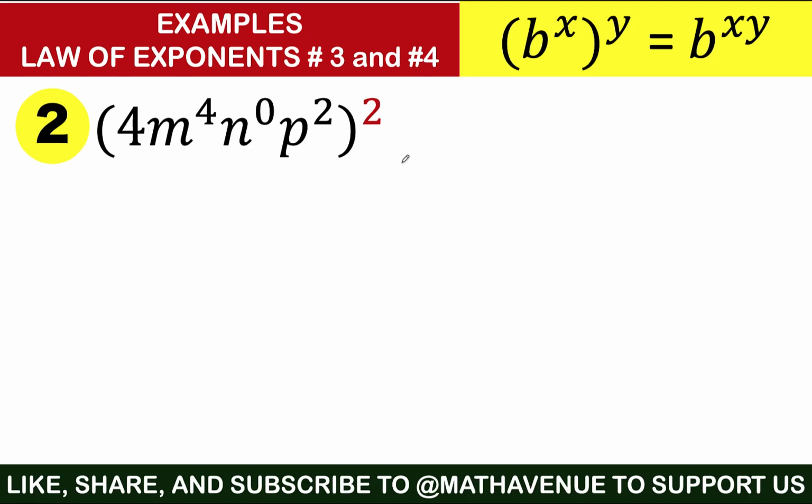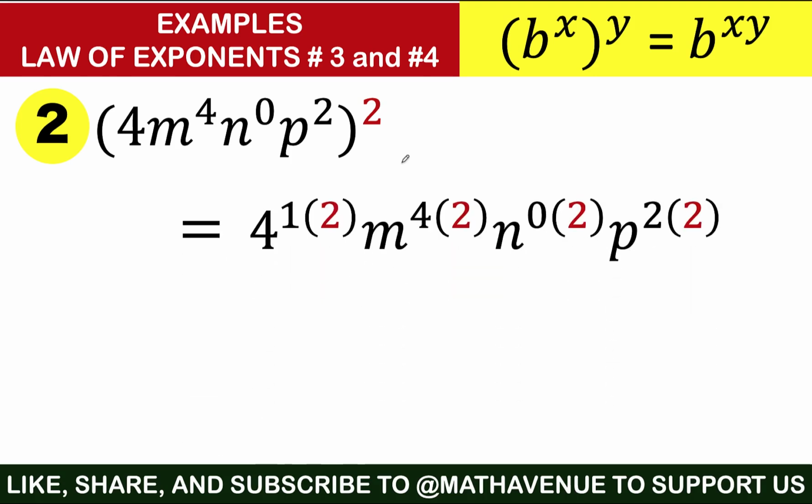Let's go to number 2. Here we have some 0 exponent, and let's see what happens. So again, apply law of exponent number 4 and law of exponent number 3. So this 4 raised to the 2nd is this part. This m to the 4th raised to the 2nd is that part.